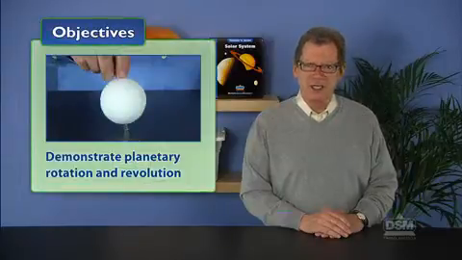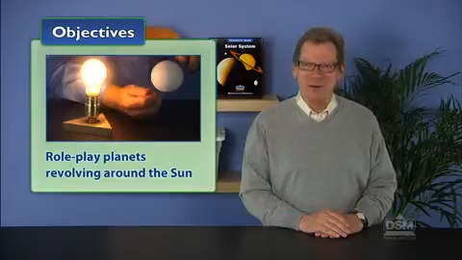In this activity, students use satellite models and light sources to demonstrate planetary rotation and revolution. Students then role-play planets revolving around the Sun and realize that the farther away a planet is from the Sun, the larger its orbit and the longer its year.